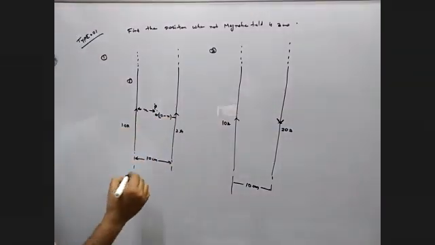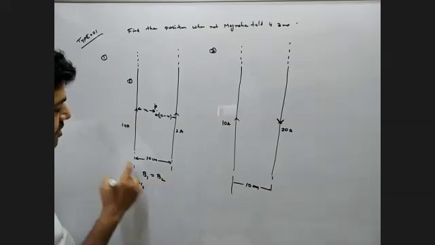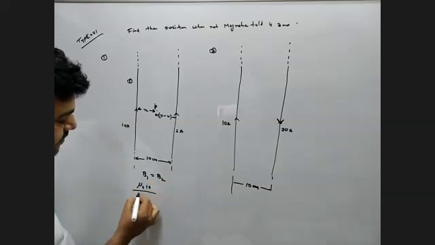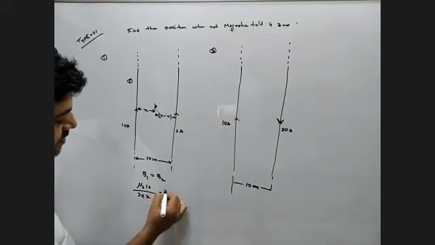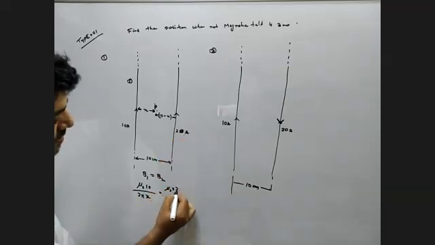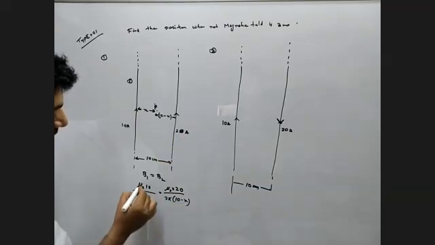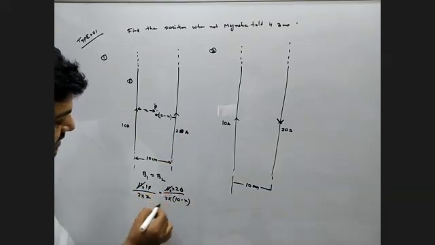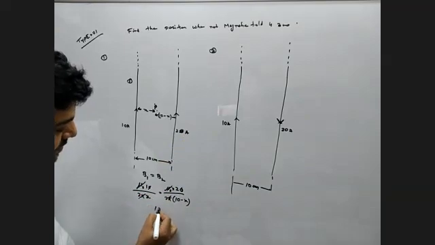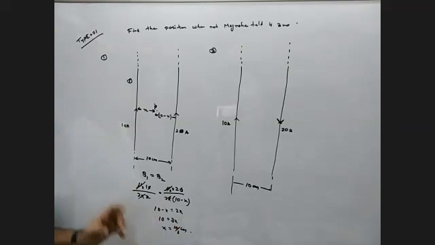If we say B1 is equal to B2, mu naught I1 by 2 pi x equals mu naught I2, 20 ampere, by 2 pi into 10 minus x. Mu naught cancels, 0 0 cancels, 2 pi cancels. 10 minus x is 2x, 10 equals 3x, x equals 10 by 3 centimeter. Done, everyone? Understand?